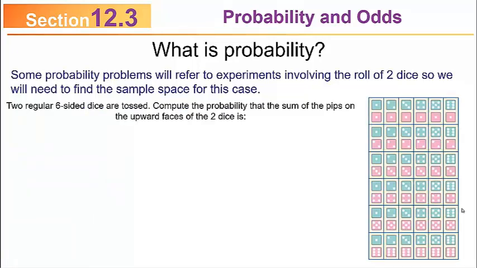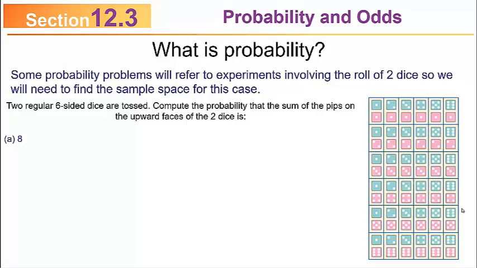Let's take this example. 2 regular 6-sided dice are tossed. Compute the probability that the sum of the pips, those little dots are called pips, on the upward faces of the 2 dice is, and we'll do a couple of variations. Let's say first of all 8.